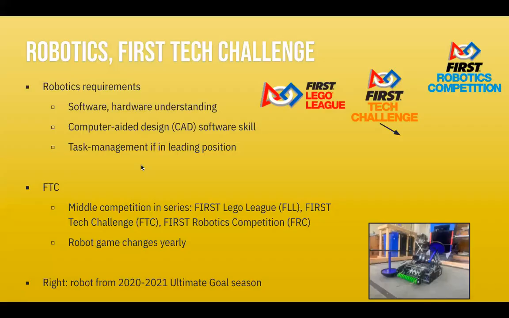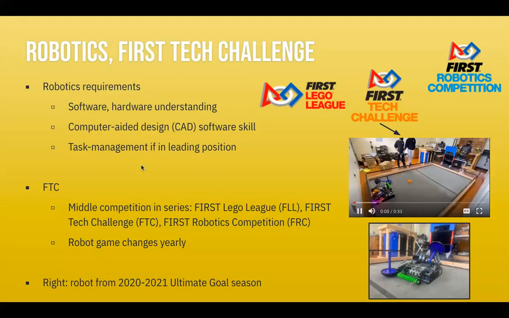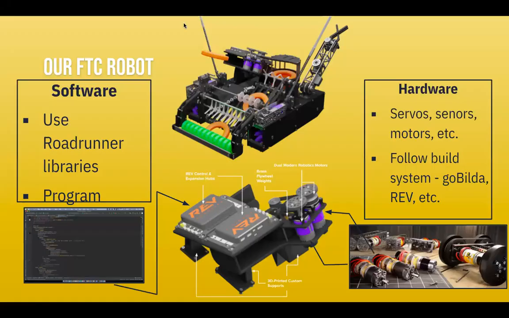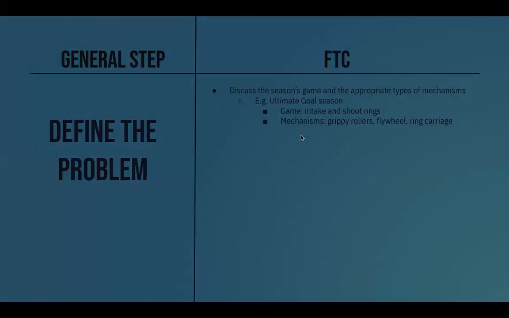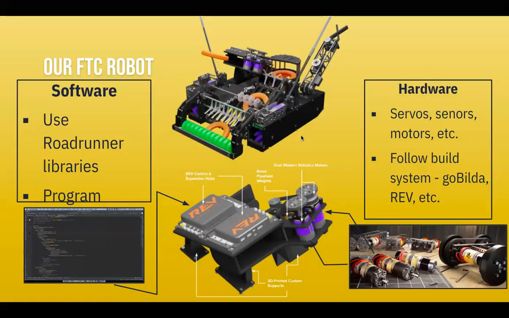And our FTC robot uses Roadrunner libraries, which is a software program that we'll talk about later. And this would be the type of program that we use. Some hardware would be servos, sensors, and motors, and we use goBILDA and REV for our build system. When you have a robot project, it doesn't have to be FTC as a whole.